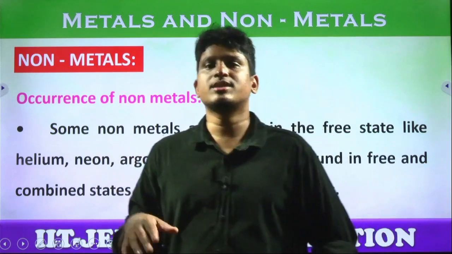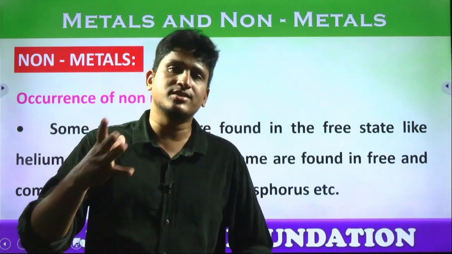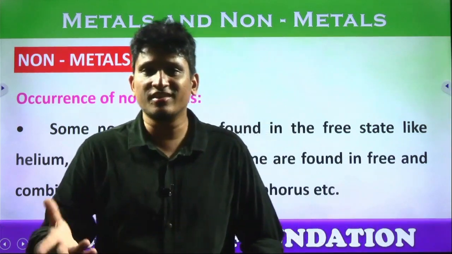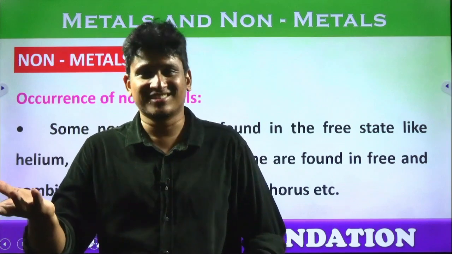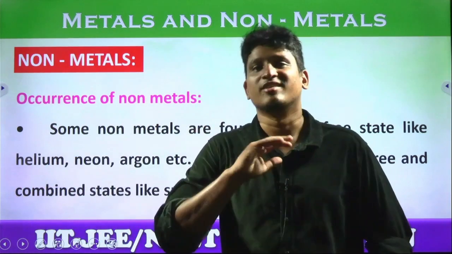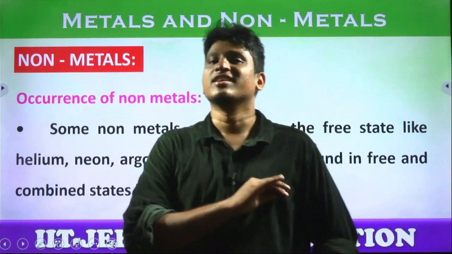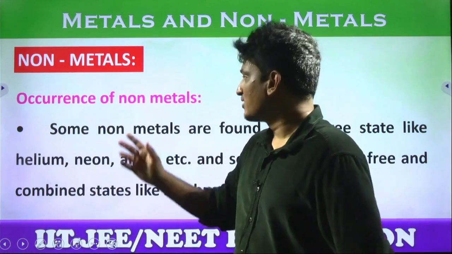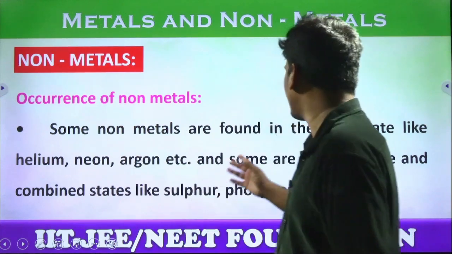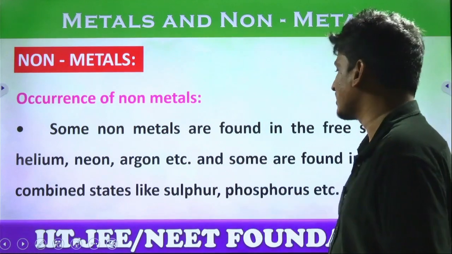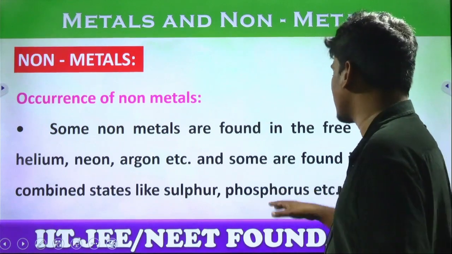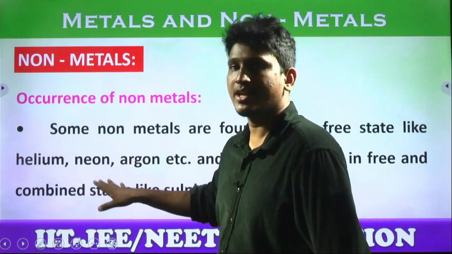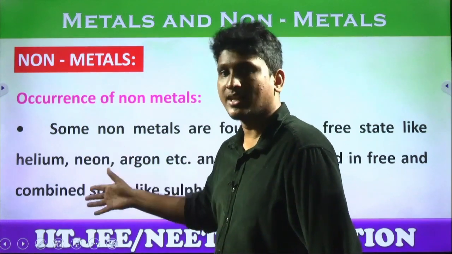Some elements which are malleable, ductile, sonorous, lustrous are called metals. And the elements which are non-malleable, non-ductile, non-sonorous, non-lustrous are called non-metals. Understood? You already know the meanings of all these terms which we discussed in the previous video. So, occurrence of non-metals. Some non-metals are found in the free state like helium, neon, argon, etc., and some are found in the free and combined state like sulfur and phosphorus. For example, these elements, students, are mostly noble gases, not exactly non-metals. They come under a separate category as noble gases.